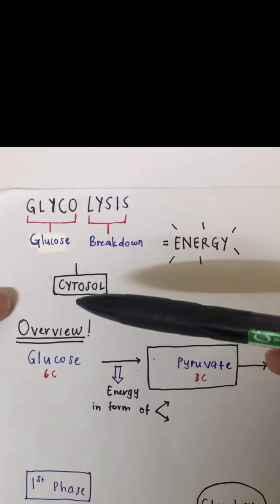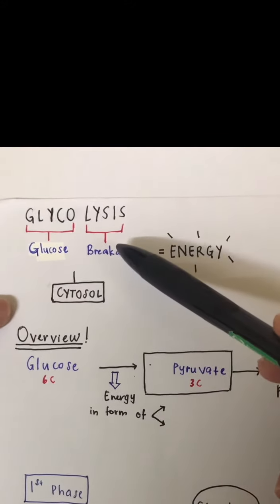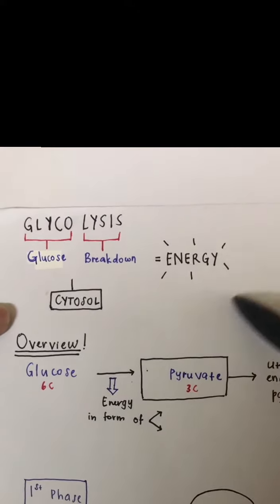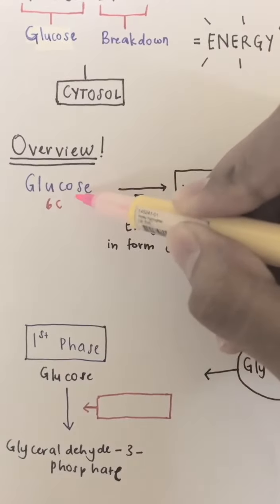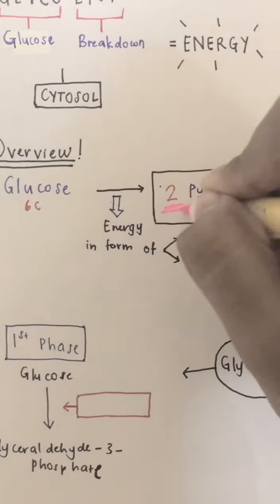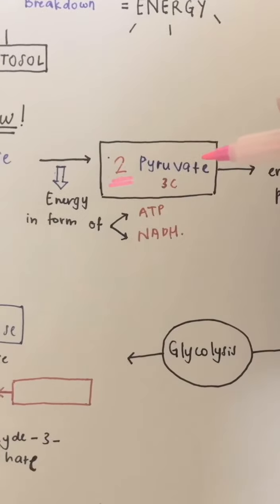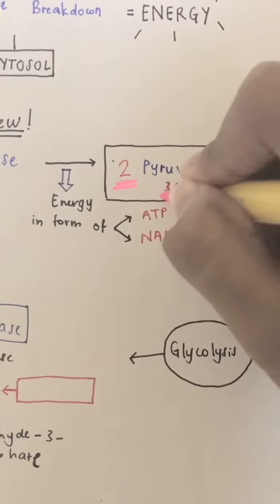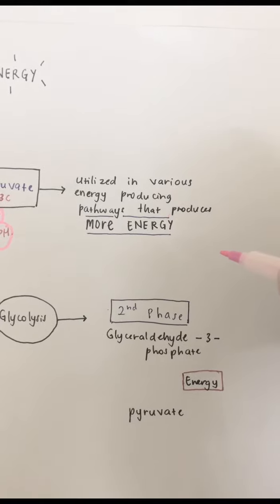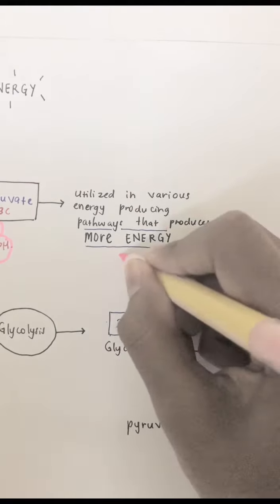Glycolysis comes from the words glyco, which means glucose, and lysis, breakdown. So overall, glycolysis is the breakdown of glucose in the cytosol to produce energy. One molecule of glucose, which is a 6-carbon compound, will be broken down into 2 molecules of pyruvate, which is a 3-carbon compound. In this conversion, energy is released in the form of ATP and NADH. The pyruvate is further utilized in various energy-producing pathways that produce more energy.